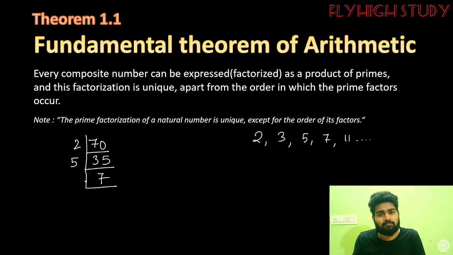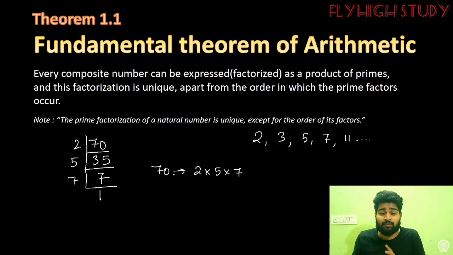Is it divisible by 2? Is it divisible by 3? Is it divisible by 5? Is it divisible by 7? Yes, got it. So 7 ones are 7. This is what we call prime factorization. Don't worry, I will tell you the theorem. So what is the meaning of it? 70 I can express as 2 into 5 into 7. Correct? If you multiply 2 into 5 into 7, you will get 70.